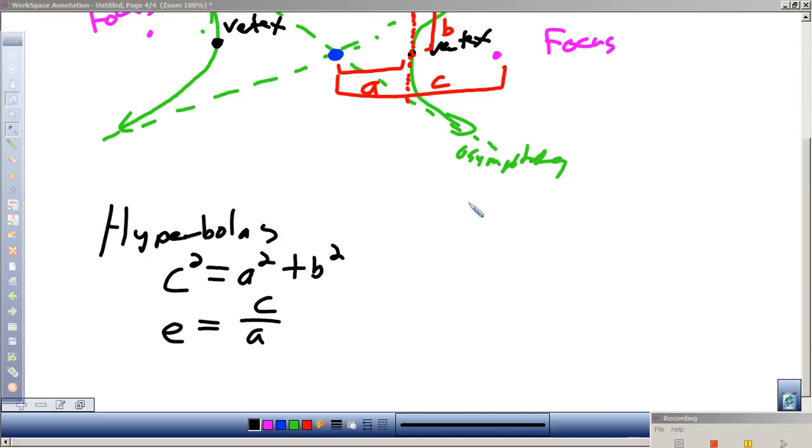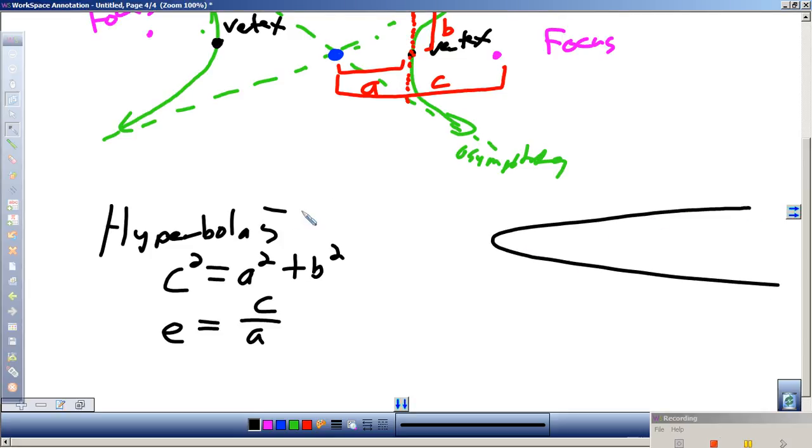So remember, when you talked about ellipses, what had no eccentricity? If eccentricity equals 0, you had a perfect circle, right? And as it got closer and closer to 1, it got more and more flat. And with hyperbolas, as you get higher eccentricity, you start getting something more and more like this, as C gets bigger and bigger compared to A. So again, it gets flatter, but it gets flatter in the opposite direction.